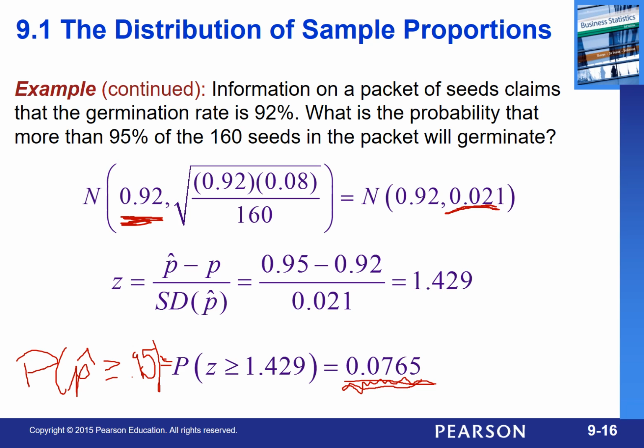So the probability, my pen is just not working at all. That's great. The probability I was interested in was that my sample proportion, aka my germination rate, was greater than or equal to 95%. That's so legible, it's not even funny. Equals my p.